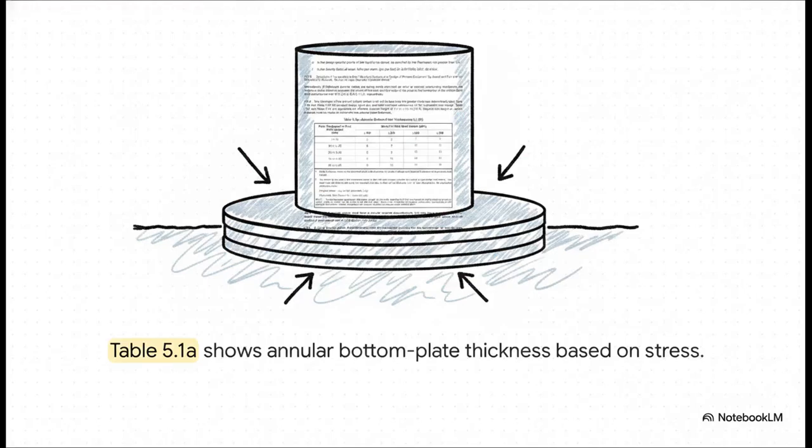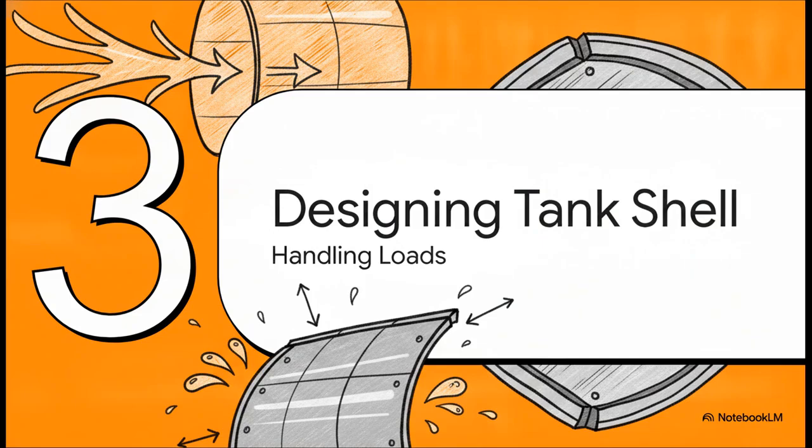Our physical design begins right at the foundation. We use precise stress tables to figure out the proper thickness for the annular bottom plates. Notice how the thickness of these critical foundation plates is directly tied to the stress experienced in the very first shell course, which is just the lowest ring of the tank walls. We really have to ensure the bottom can safely handle the massive transfer of forces coming down from the towering walls above it. That brings us to Section 3, Designing the Tank Shell.